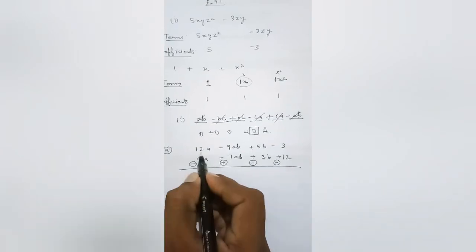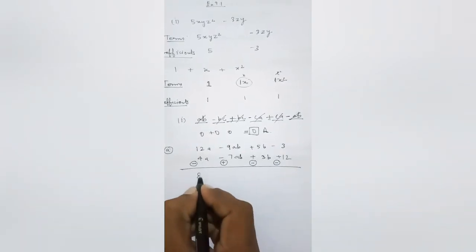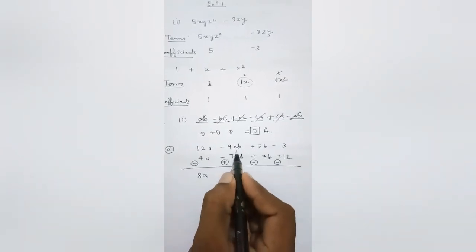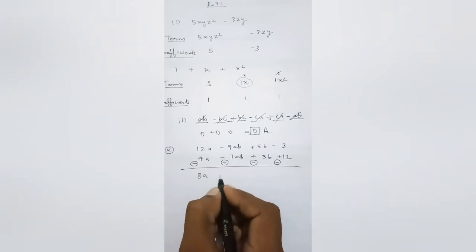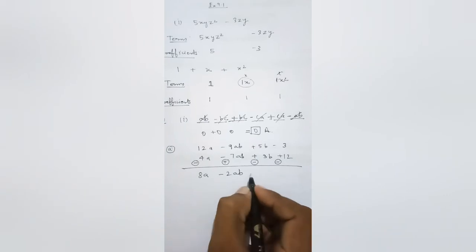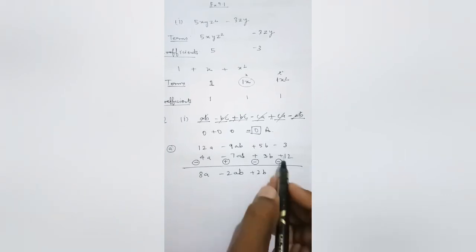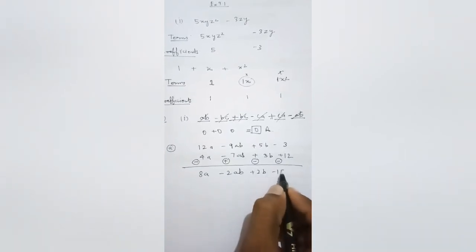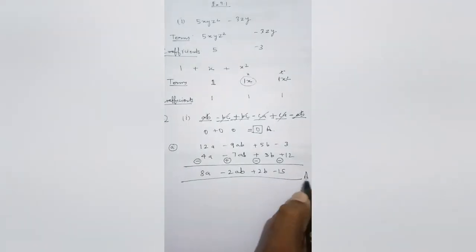Now 12a minus 4a, you will get 8a. Minus 9ab plus 7ab, you will get minus 2ab. 5b minus 3b, you will get plus 2b. Minus 3 minus 12, you will get minus 15. So this would be the answer. So in this way you have to complete exercise 9.1.